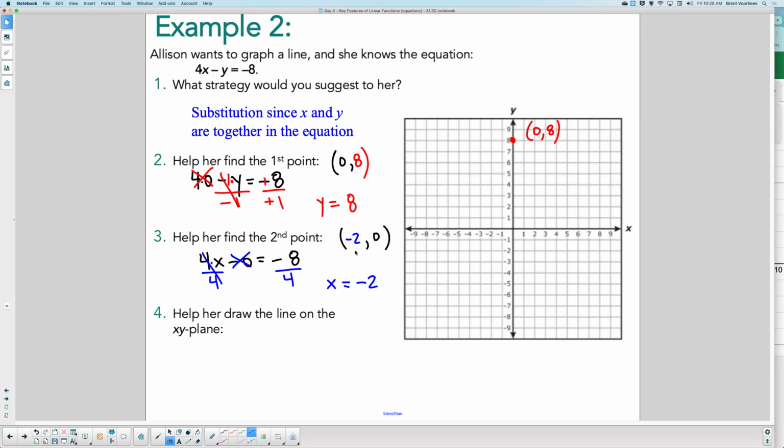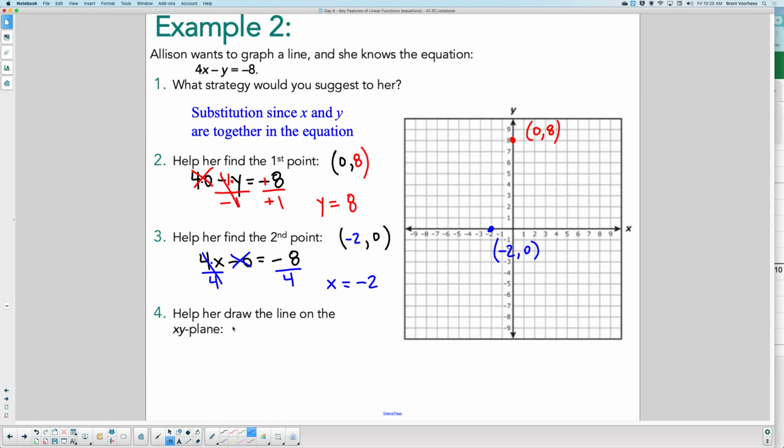So is that up, down, left, or right 2 units? If it's the x, negative 2. So I go up, down, left, or to the right 2 units? Left. Go left 2 units, draw a dot. That's the point, negative 2, comma 0.